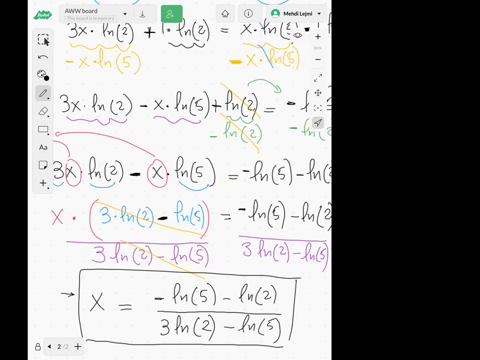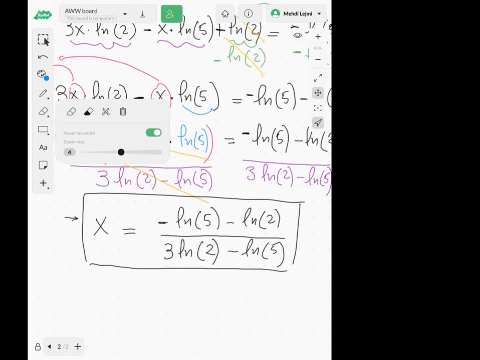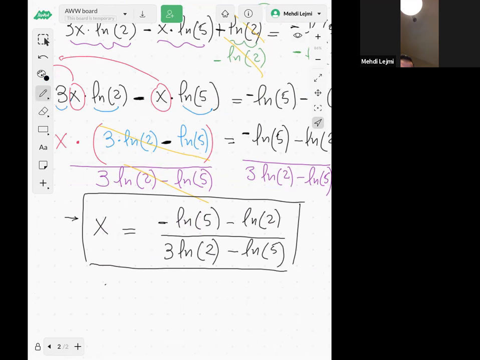Professor, since the whole numerator is negative, shouldn't we factor that out and put the negative in front of the fraction? Yes, you can do that, absolutely. You can factor out this minus. So you can say this x is actually a minus in front of the fraction, and in the top, minus this, so this plus here.